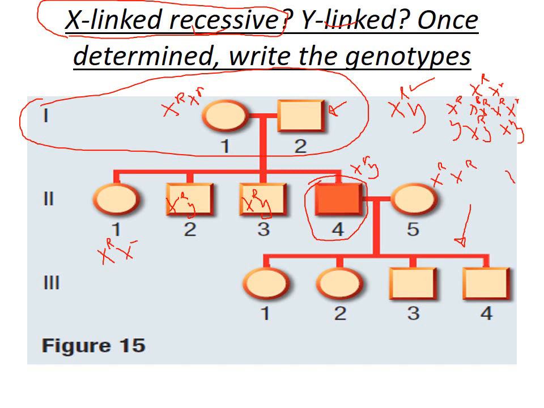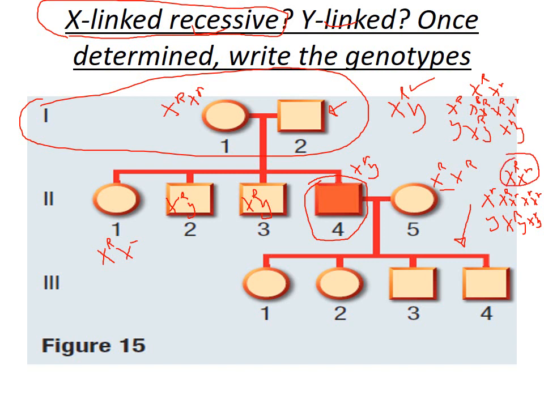If you had said she was X big R, X little r, let's see how that would have panned out. Let's see if we could disprove it. So let's do X big R, X little r, cross with X little r, Y, because our father's sick. We'd have a daughter that's healthy, X big R, X little r. We'd have a son that's healthy, X big R, Y. However, we would have a daughter that could be sick, and we could have a son that could be sick. So in either case, this one is still possible.